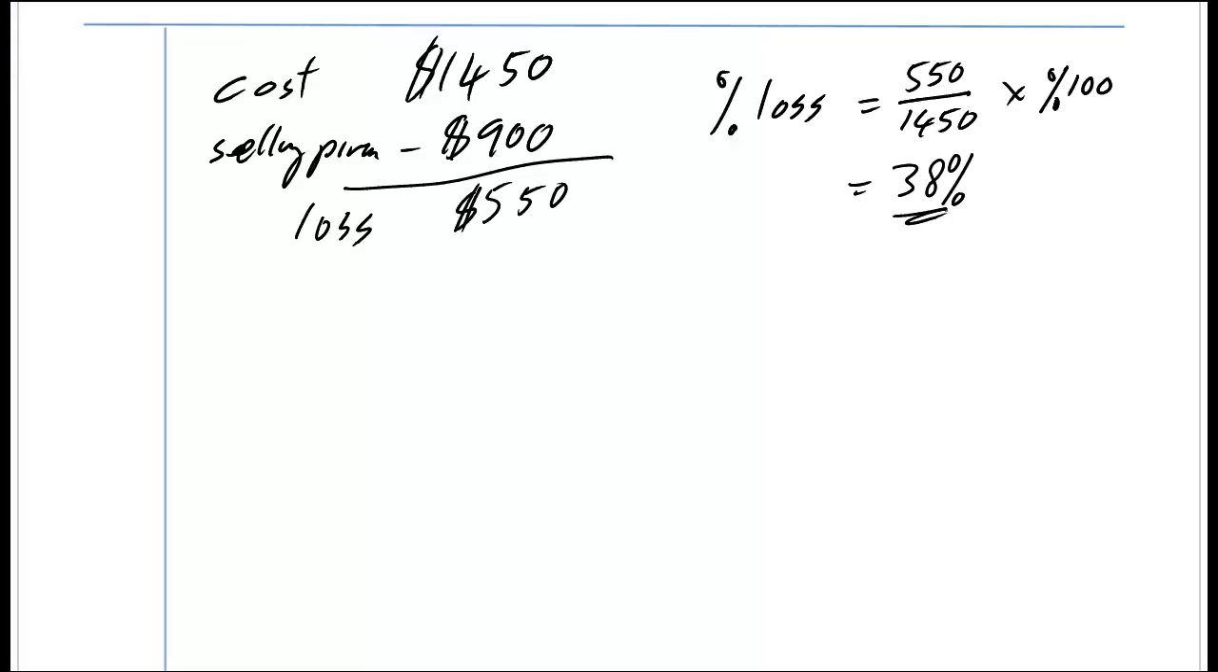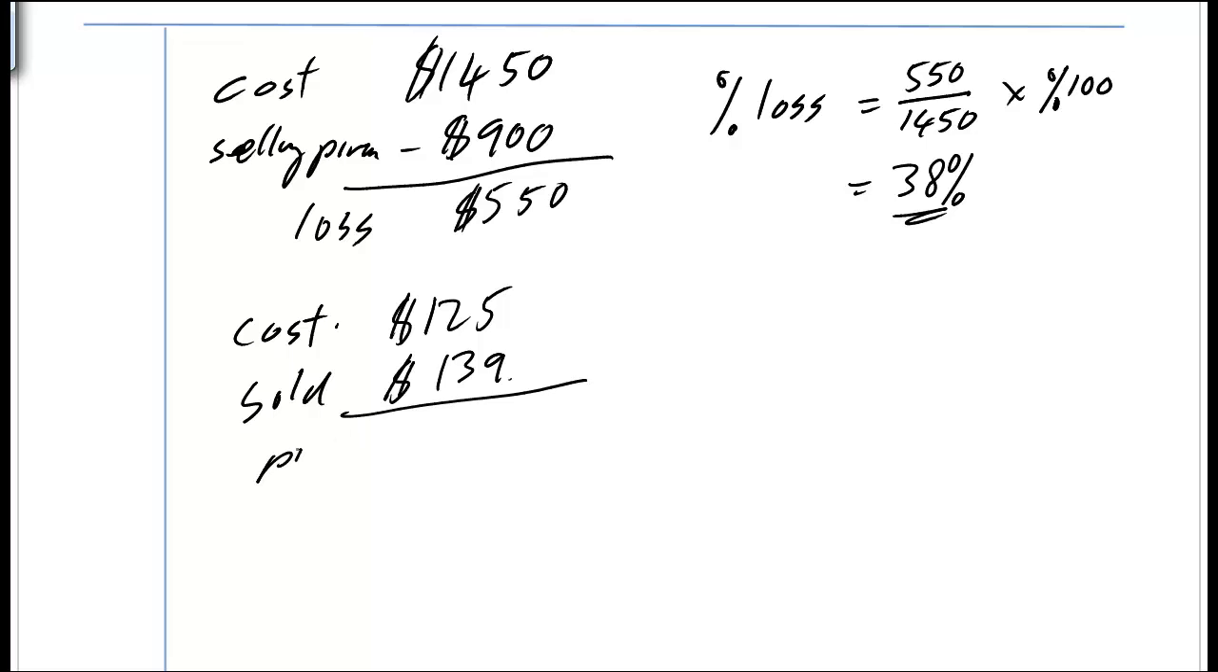Part B on page 121, AJ bought a tent for $125. So the cost price was $125. Okay. And then sold it on eBay for $139. Obviously he's made a profit. So what's the profit here? How much money did he make?